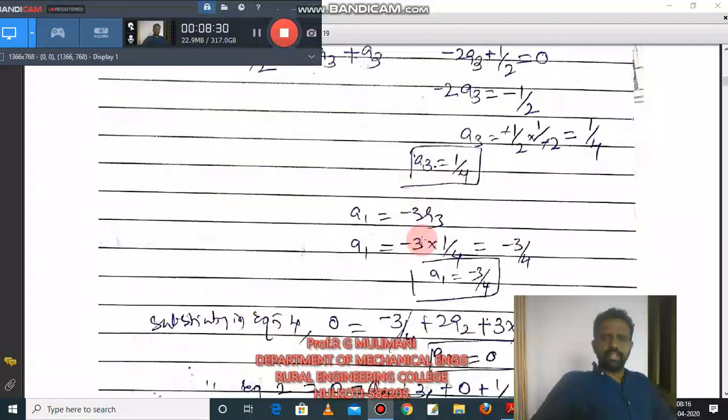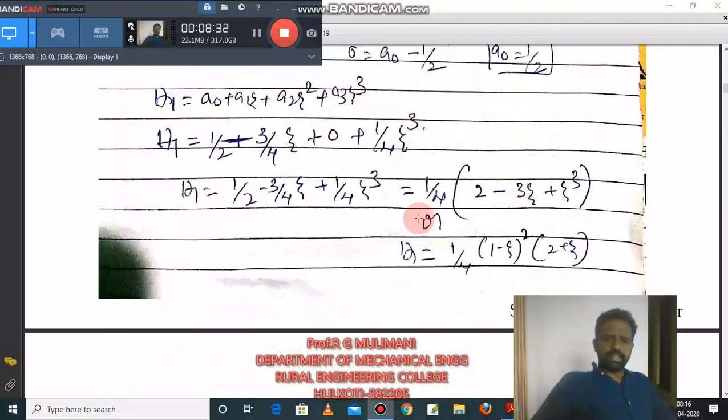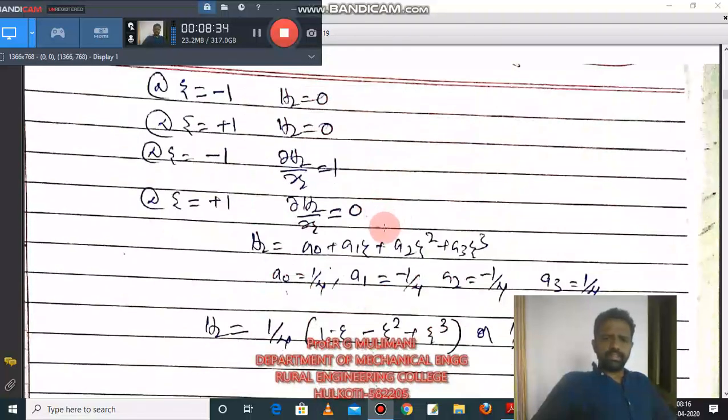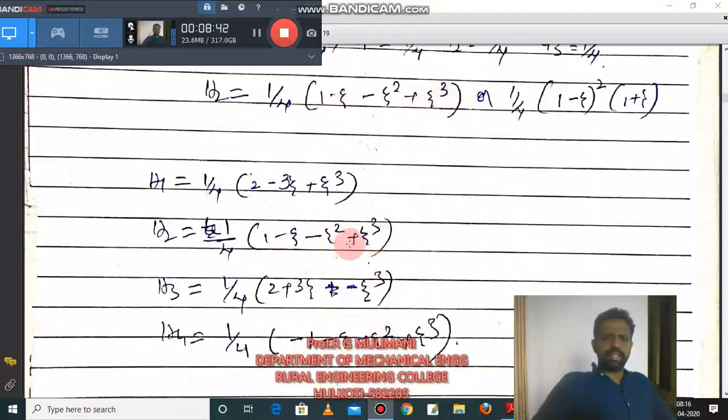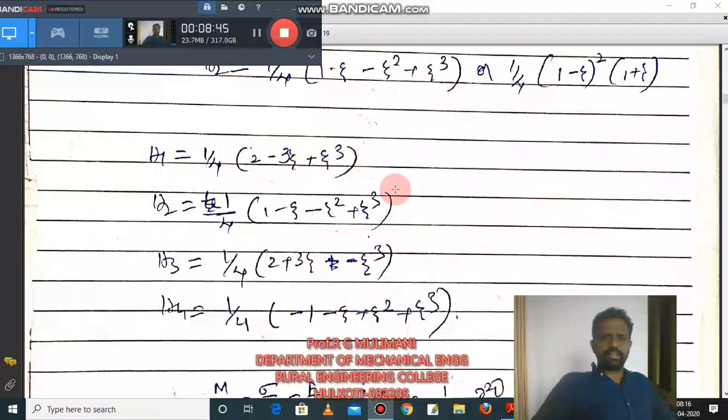You continue and do it in the same fashion and find what h2 is: 1 by 4 times 1 minus zeta minus zeta square plus zeta cube. Similarly, you find h3 and h4. These are the 4 Hermite shape functions. Thank you.